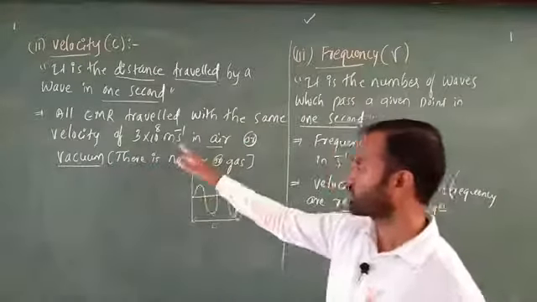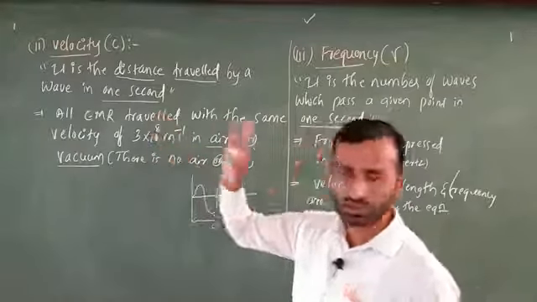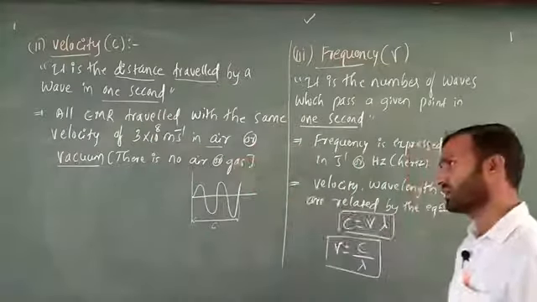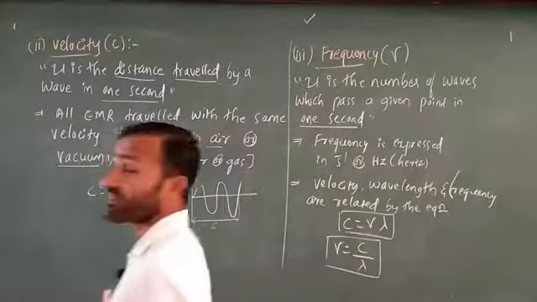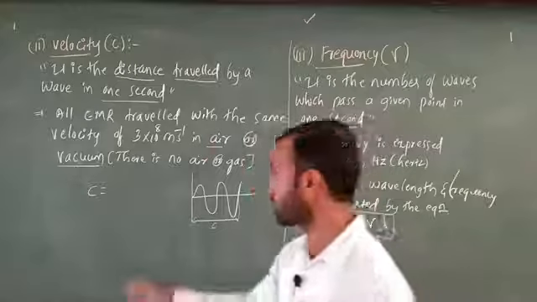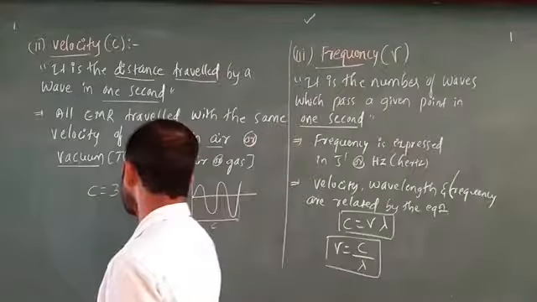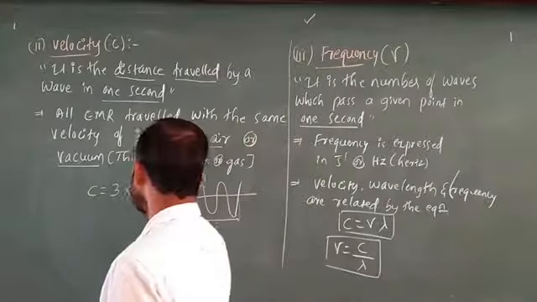That time also measured in what? Meter per second. The value is 3 into 10 to the power of 8 meter per second. They are going to ask you what is the value of C. That is the velocity of light, we call it. The C value is 3 into 10 to the power of 8 meter per second.